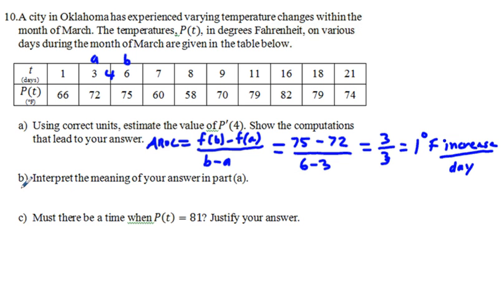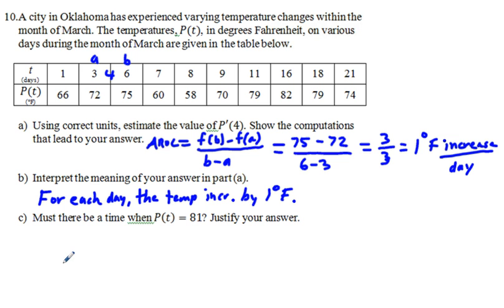And then B, interpret the meaning of your answer in part A. Well, the units kind of explain that in a way, but the explanation would be for each day the temperature increases by 1 degree Fahrenheit. Okay?